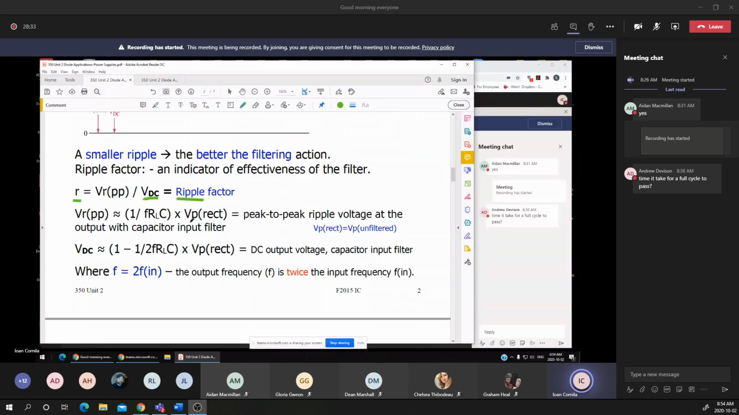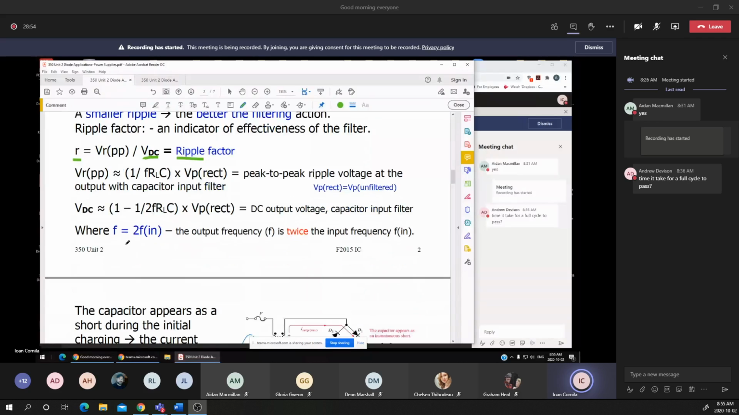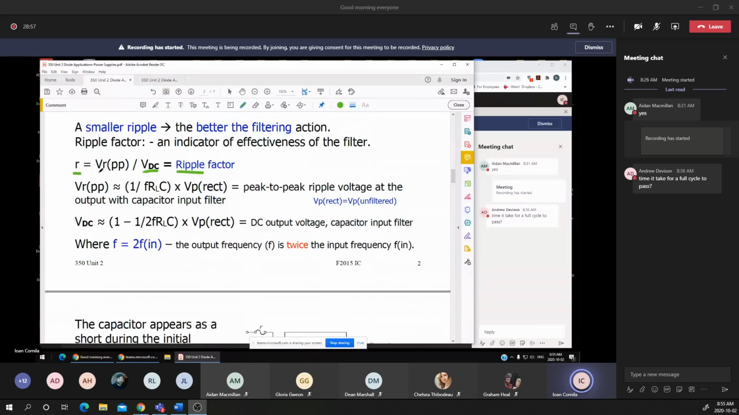Now, VP rectified voltage, we know how to find that. It's the input voltage of the full wave rectifier minus the voltage across the two diodes, the D1 and D2 in our previous presentation. Now the question is how we can determine, because we are looking for the VRPP, and that's a very good approximation.